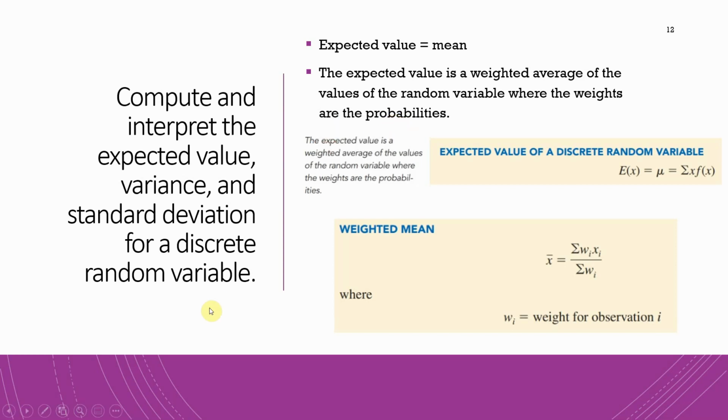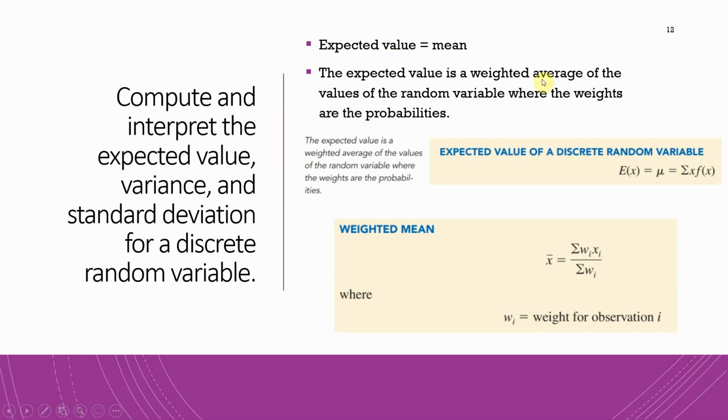In this video, we're going to learn how to calculate the expected value, the variance, and the standard deviation for a discrete random variable. So we already learned how to calculate measures of central tendency and dispersion in Chapter 3 for a variable that we have. And so it's actually quite similar for a discrete random variable. So the expected value, that's just a fancy term for the mean.